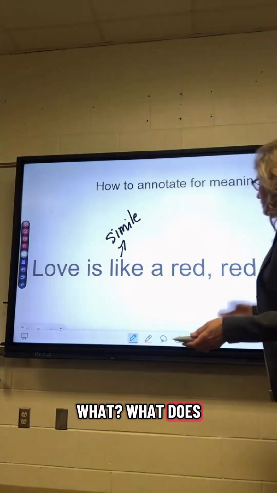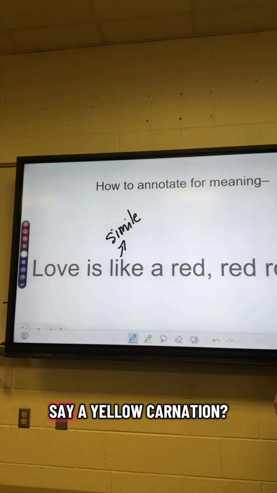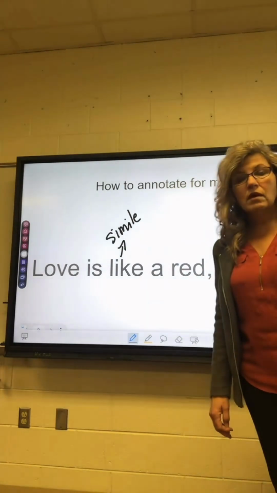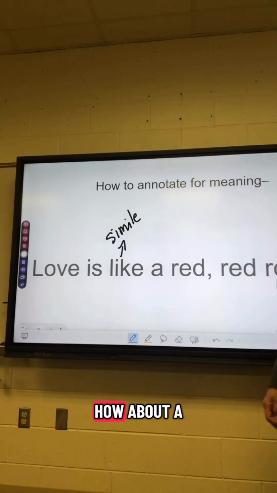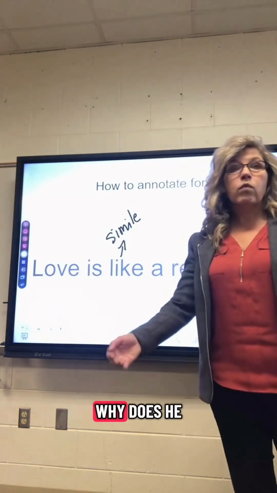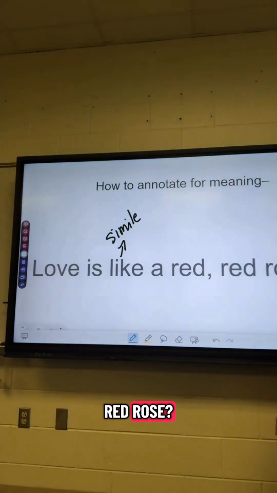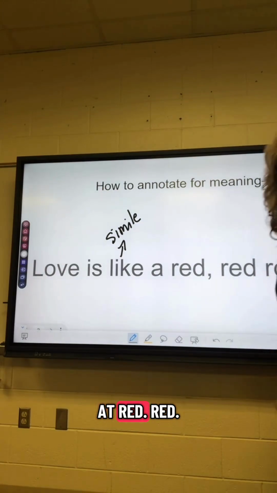Well, what does this simile say about love? Why doesn't he say a yellow carnation? Why doesn't he say a red carnation? How about a green tree? Why does he use a red, red rose? And they go, well, I don't know. Okay, well, let's look at red, red.